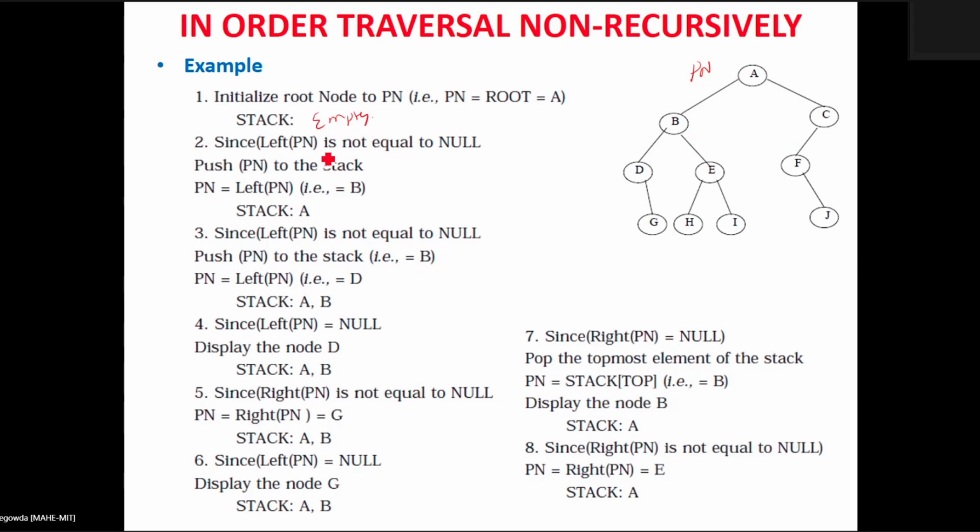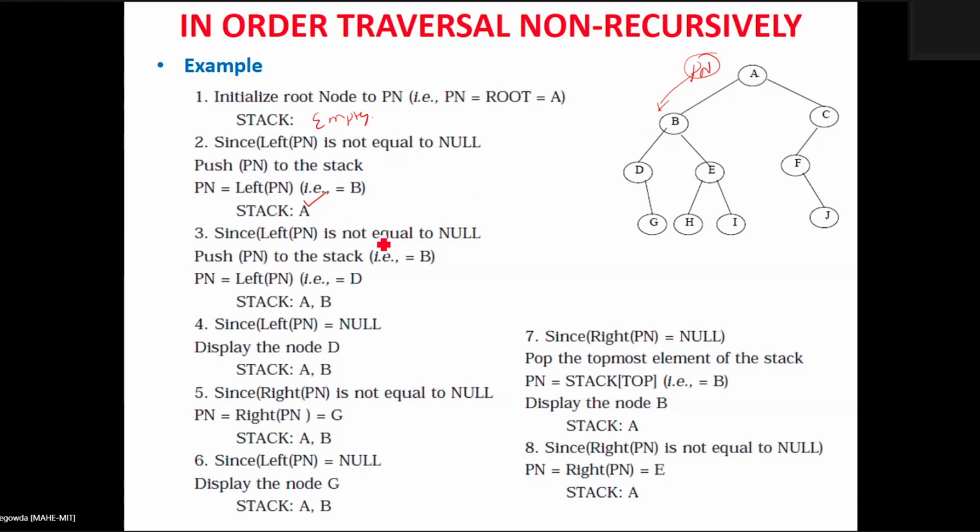Okay. So now, since left of Pn is not equal to null, because the left subtree for the node A is not empty, what I have to do is push the Pn value onto the stack. Which is the Pn value here? Pn value is nothing but the address of A. Address of A is pushed onto the stack now. Once the Pn value is pushed onto the stack, you have to advance the Pn value to the left child of A, so that Pn holds the address of the left child of the node A here.